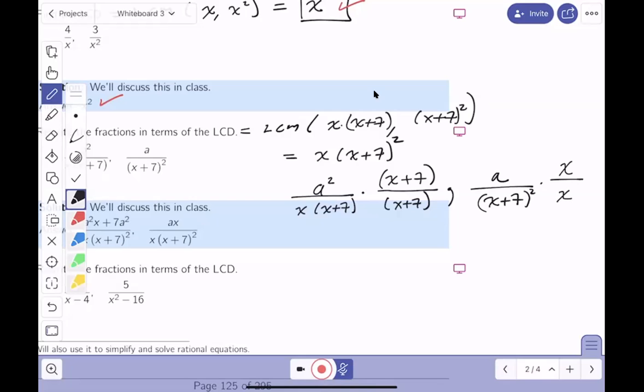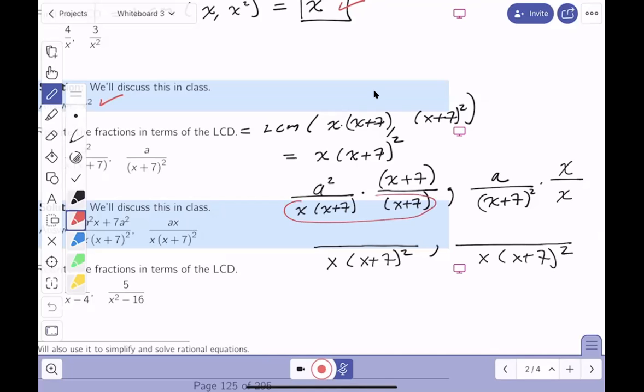And what are you going to get over here? Well, the bottom in both cases is the same. And what is it? x times x plus 7 squared. I'm going to circle that for you. This and this are both the same thing. Now, tradition has it, we need to multiply out the top part, the numerator. And what do you get?